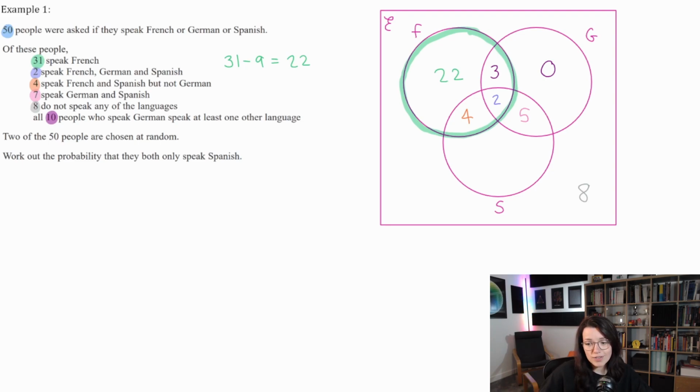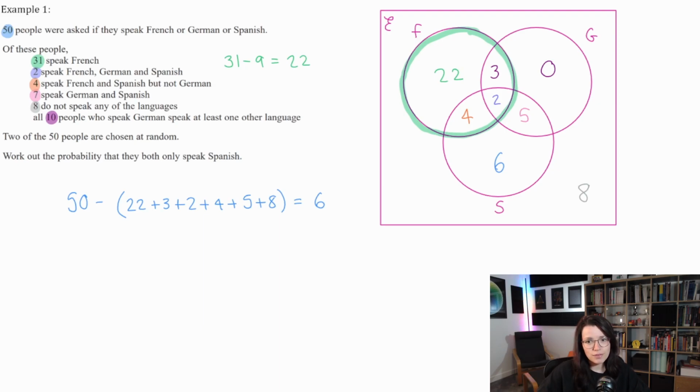In terms of what goes inside the just Spanish circle, that's where we can use the fact that there were 50 people altogether. So if we add up everything we already have and then take away from 50, that should give us that number. So we're going to do 50, take away all the other numbers added together. That would give us 6. Now we have our completed Venn diagram, so we can attempt the actual question here.